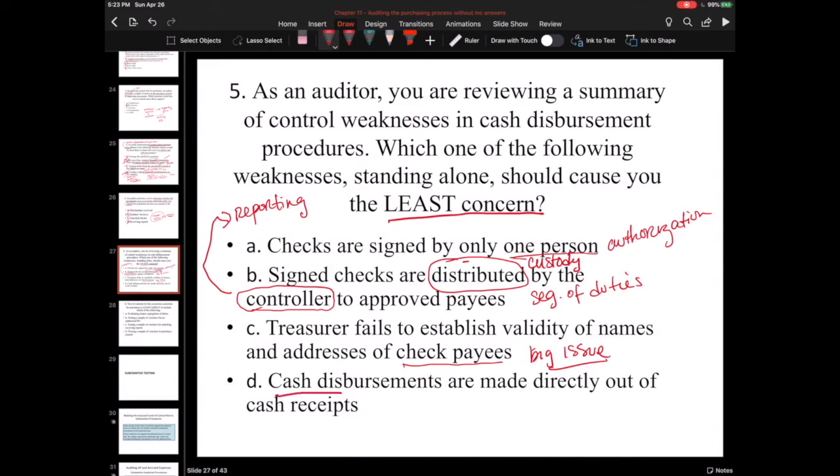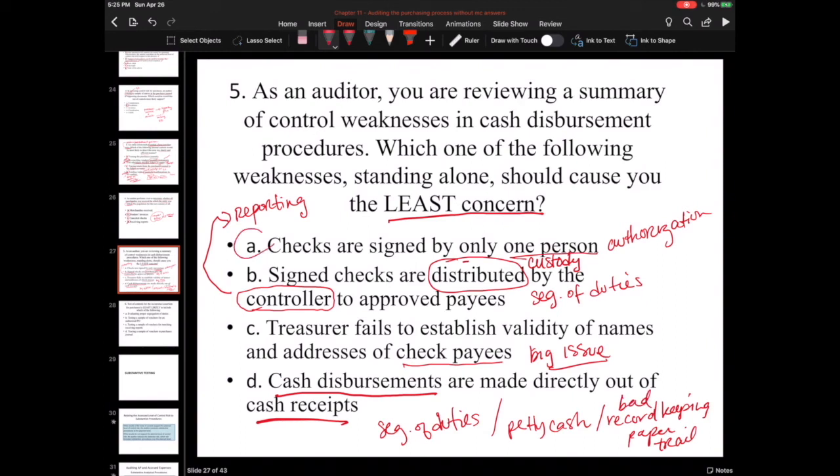And D, cash disbursements are made directly out of cash receipts. So this makes it sound like there are very few segregation of duties around cash disbursements versus receipts. Especially imagine if you had a petty cash, or we're dealing with an all cash business or something like that, and you weren't depositing the cash receipts first before you then made payments out of that bank account, right? If you're just making the payments straight out of the cash you receive, without going through some kind of process of depositing it first, then you won't have a strong record of the cash you actually received. So this is almost like a segregation of duties issue, and also a good record keeping paper trail issue.